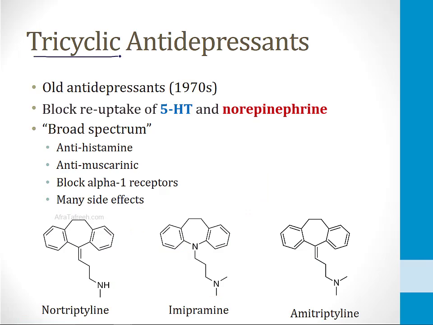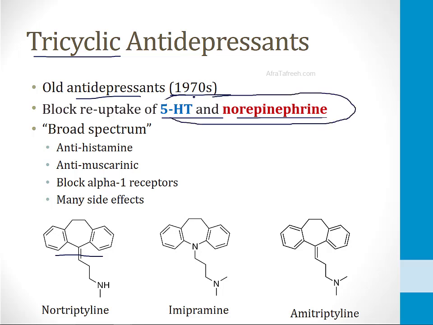We'll start with the tricyclic antidepressants. These drugs are called tricyclics because their chemical structures contain 3 rings. For example, at the bottom of the screen are the chemical structures of nortriptyline, imipramine, and amitriptyline. Those are all examples of tricyclic antidepressants. These are old antidepressants that came on the market in the 1970s, and they're rarely used to treat depression in the modern era. The way they work is by blocking the reuptake of serotonin, which is also called 5-hydroxytryptamine or 5-HT, and also the reuptake of norepinephrine. So by doing that, they boost the activity level of these 2 neurotransmitters in the brain.